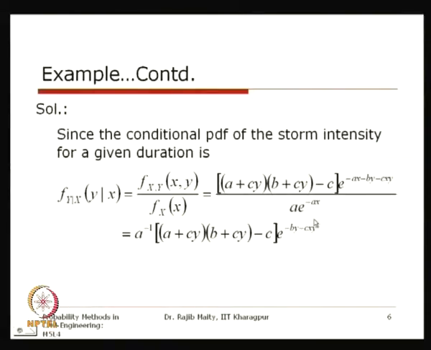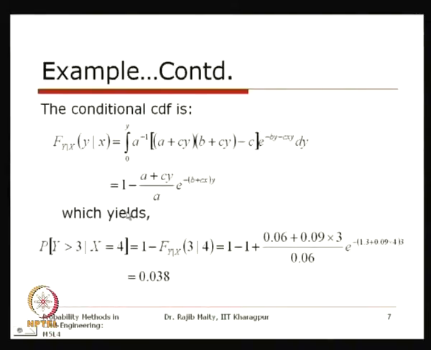So, we get the form of the conditional distribution. What is not mentioned here is that, as you know, for the exponential distribution the support is from 0 to infinity. So, the support for both x and y is from 0 to infinity. This is the complete description of the distribution of y given x. Now, we have to get its probability.